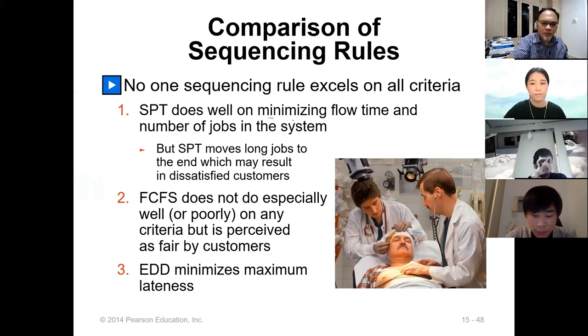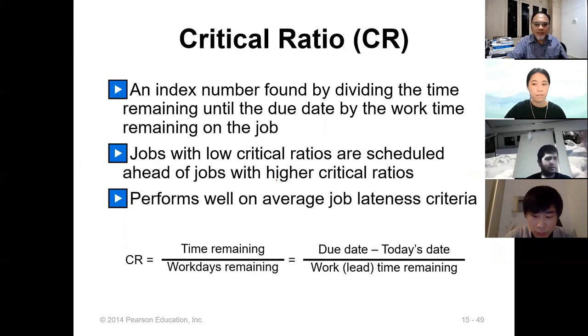SPT does well on minimizing flow time and number of jobs. But shorter processing moves long jobs to the end, which may result in dissatisfied customers. Yeah, these customers will have some delay in delivery. First come, first serve does not especially do well, so it is not a good sequencing priority rule. And earliest due date will minimize maximum lateness. You can also use another measure, which is critical ratio.